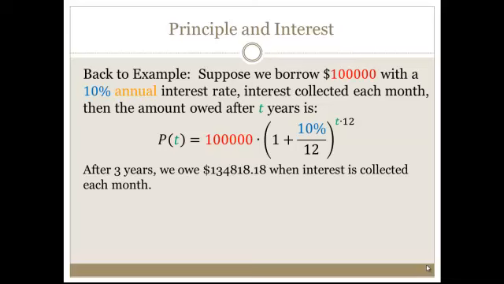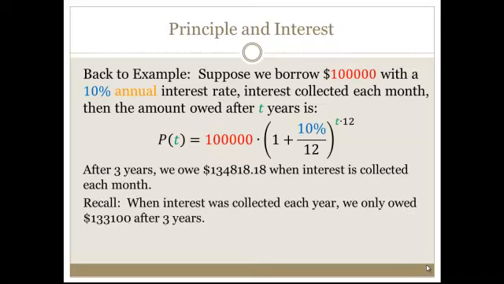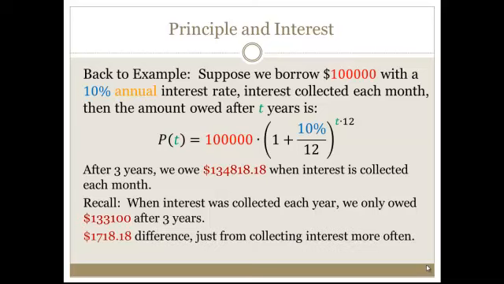Let's compare what we just found to what we found when interest was only collected at the end of each year. When interest was collected each year, we only owed $133,100 after 3 years. This is a difference of $1,718.18 just from collecting interest more often. So a greedy banker would want to know, what if the interest is collected even more often?